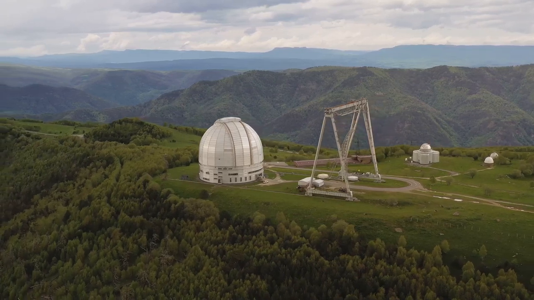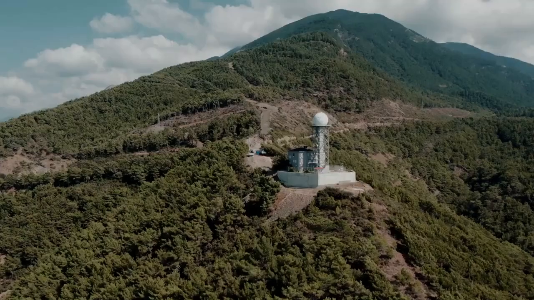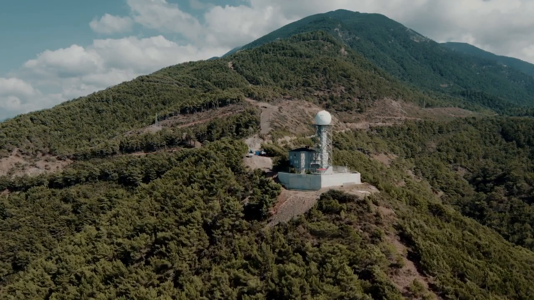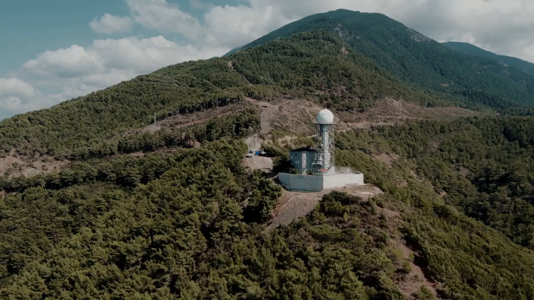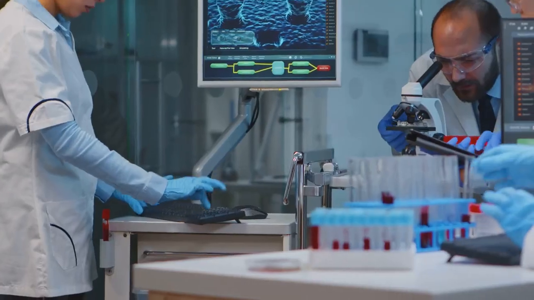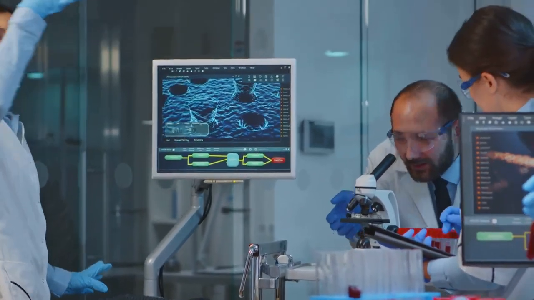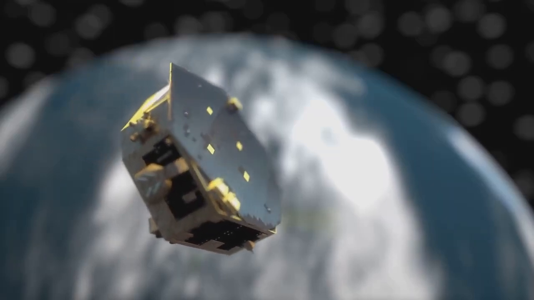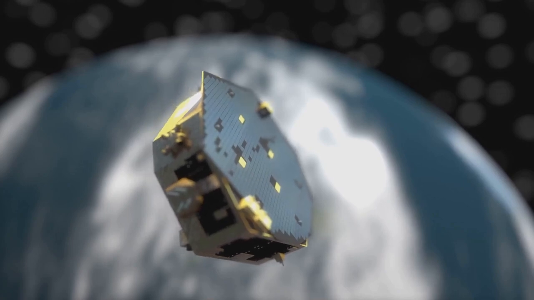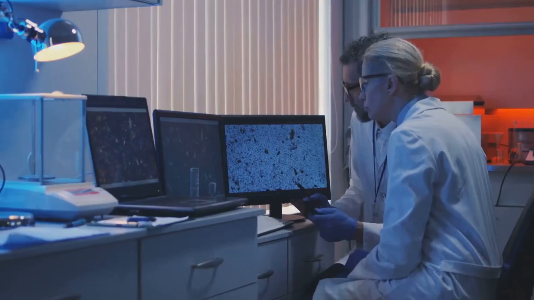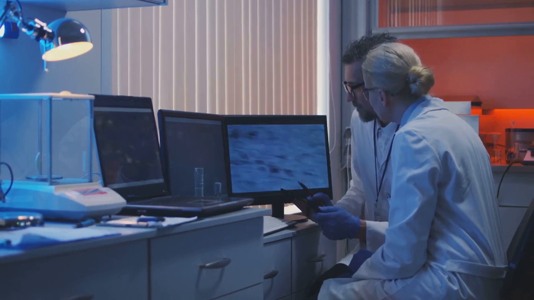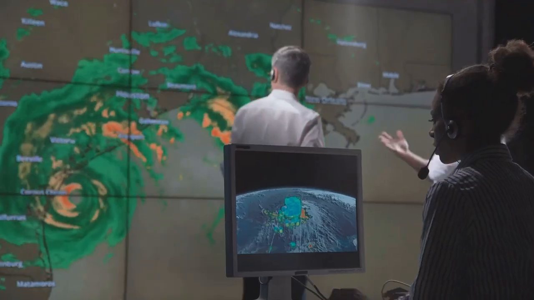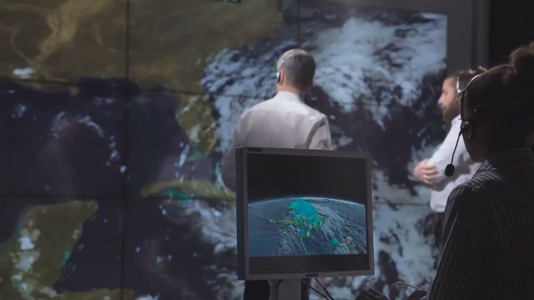LIGO doesn't stand alone in its quest to listen to the cosmos. Other gravitational wave detectors around the world, like Virgo in Italy and Kagra in Japan, have joined the hunt, forming a global network of listening stations. Having multiple detectors is crucial for several reasons. First, it allows scientists to triangulate the source of a gravitational wave, much like GPS satellites pinpoint a location on Earth. By comparing the arrival times of a signal at different detectors, scientists can determine the direction from which the wave originated.